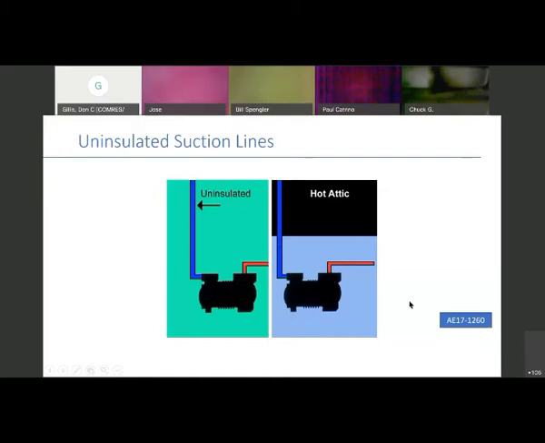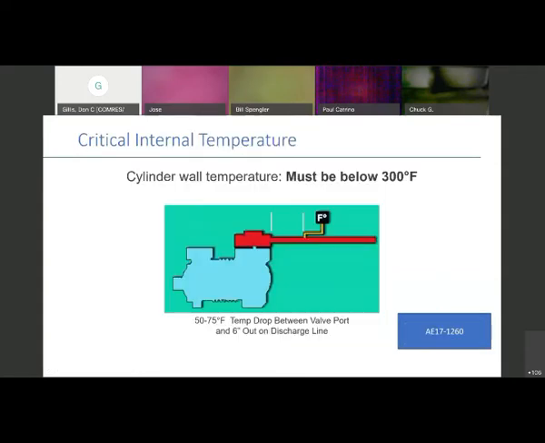Here's an AE bulletin that I put in there this morning to look at. And this is a critical internal temperature. Again, I have an AE bulletin. We often teach on the semi-hermetics and some, if not most, of the scrolls. We can't say all of them. The cylinder wall temperature must be below 300 degrees. And we always teach that we would like this not to be higher than 225 degrees. We commonly say 225, stay alive.